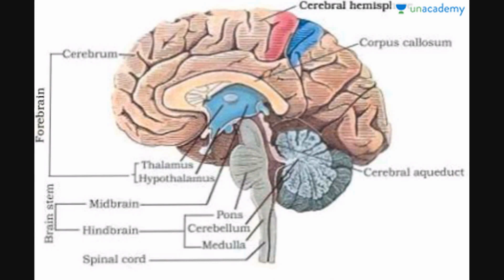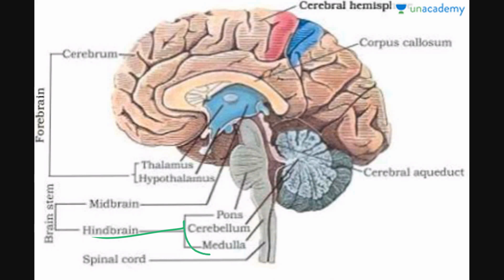This is the diagram of a brain. Here we can see a cerebral hemisphere and a corpus callosum, which is a canal, a thalamus and hypothalamus regions of forebrain, and a cerebral aqueduct. The brain stem is made up of midbrain and hindbrain. And the extension of brainstem is spinal cord.